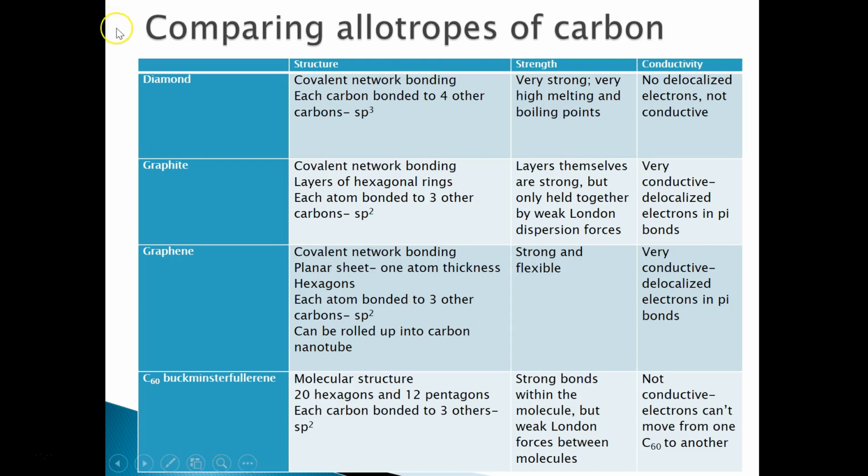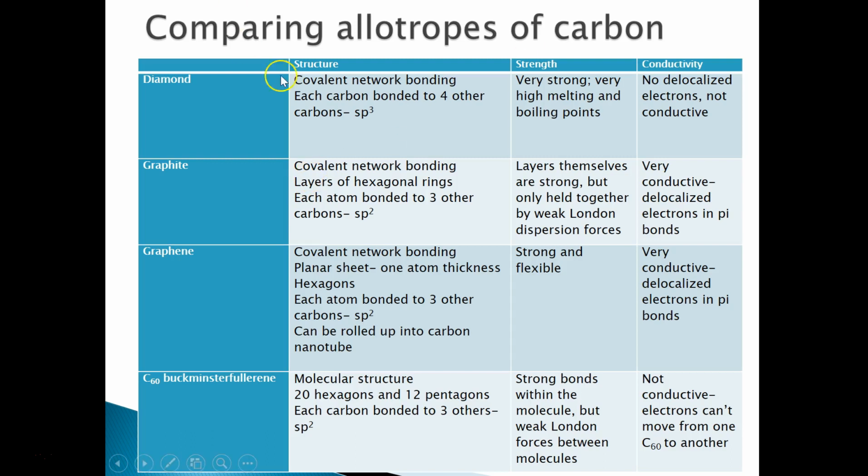So carbon has 4 allotropes: diamond, graphite, graphene, and the C60 Buckminster fullerene, which is really fun to say. All right, so you've got to compare the structure, strength, and conductivity of each of those allotropes. Now I'm going to really quickly go through each one because essentially you really just need to read this material and kind of know it.